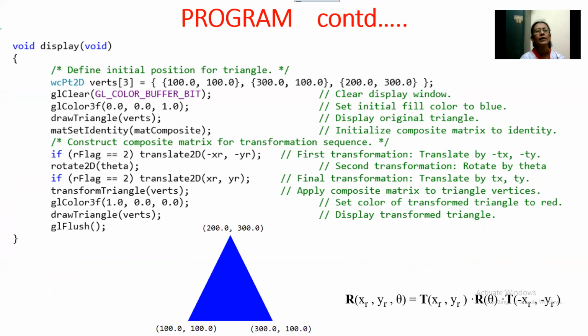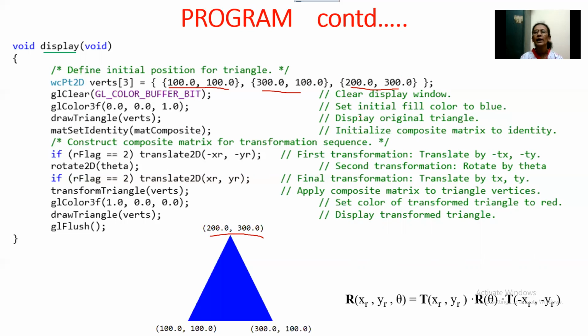Next, we come to our display function. In the display function, what is it that we have to do? First, we have to draw the triangle. You decide on the vertices of the triangle. I have taken 100, 100, 300, 100, and 200, 300. We always give it in anti-clockwise direction. So that is what we have done.